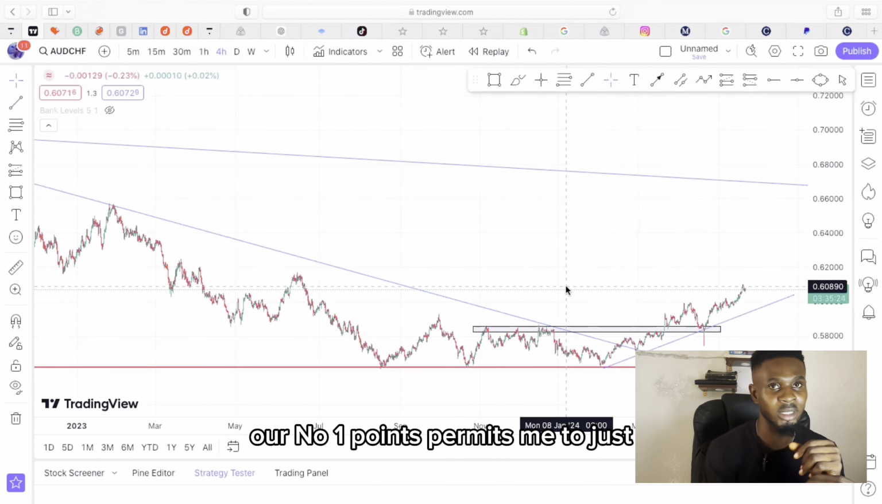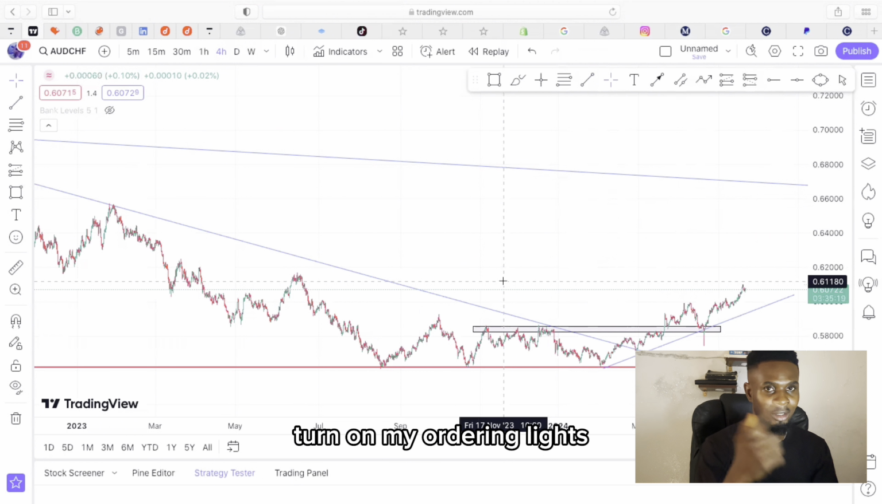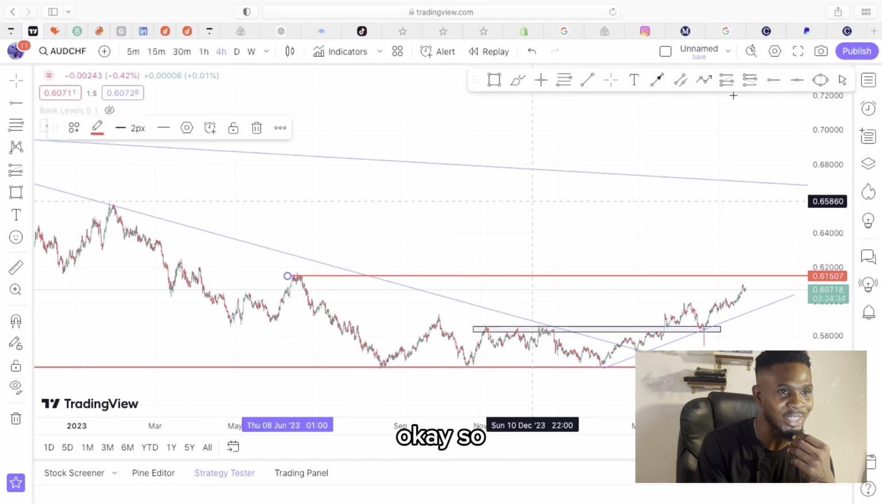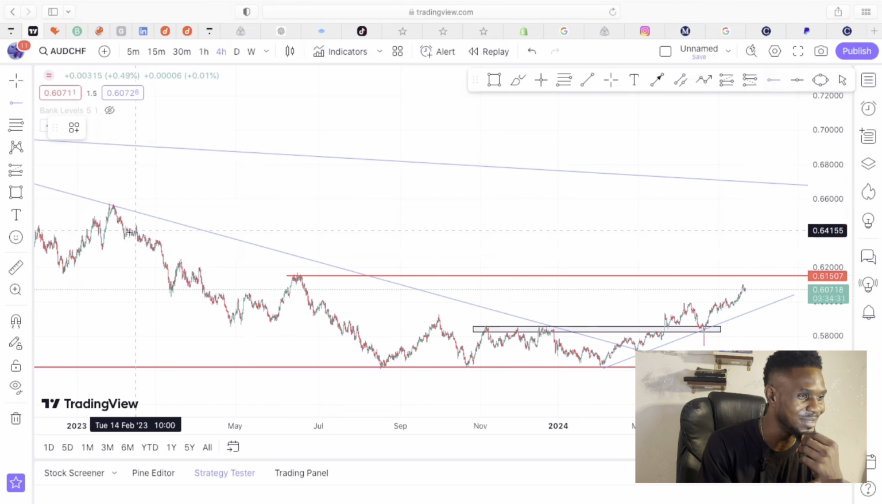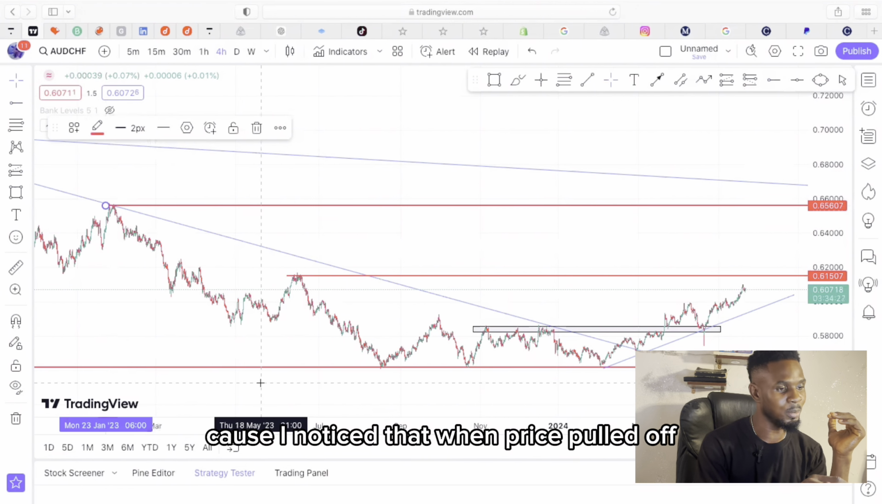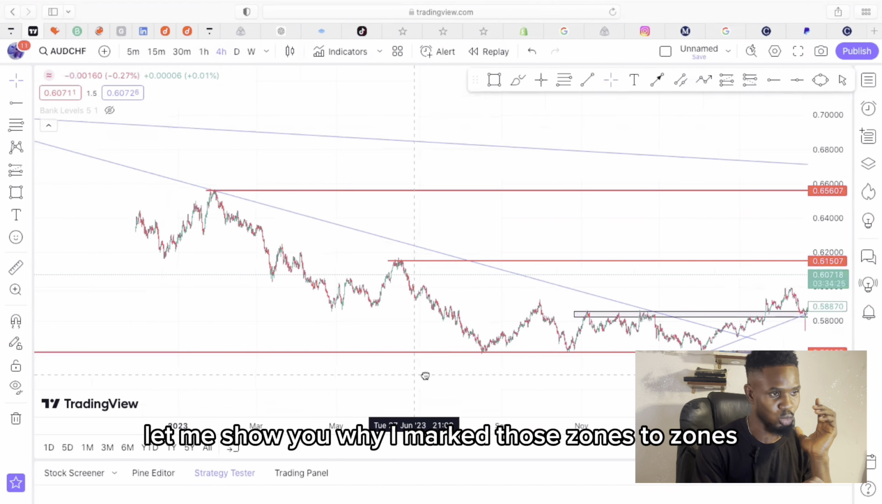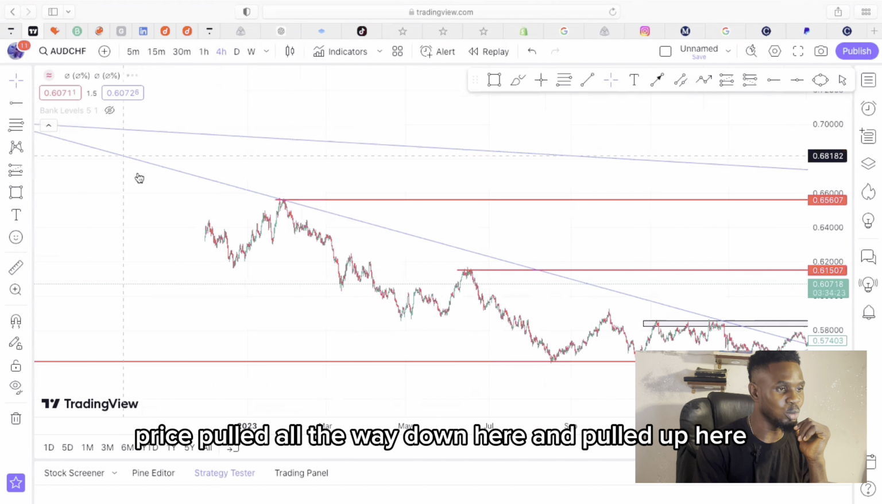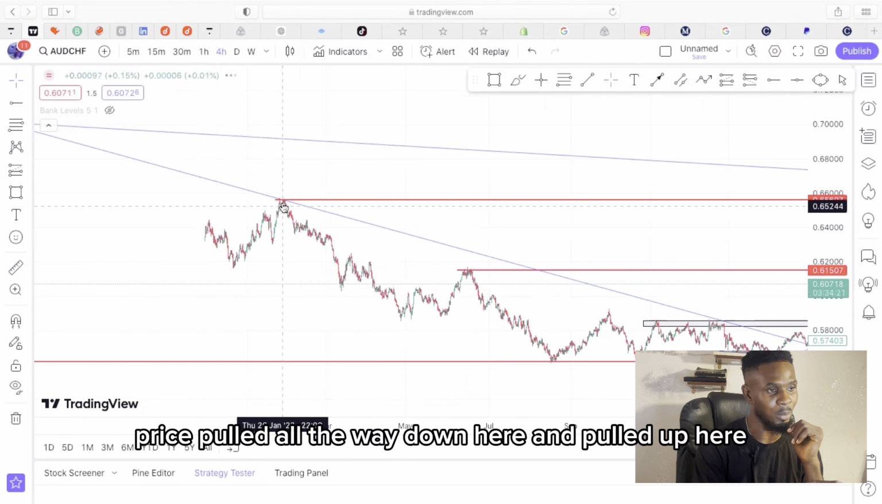Our number one point permits me to just turn on my ordering lights. Okay, so having this, why am I marking the zones? Because I noticed that when price pulled up, let me show you why I marked those zones. Now, price pulled all the way down here and pulled up here.